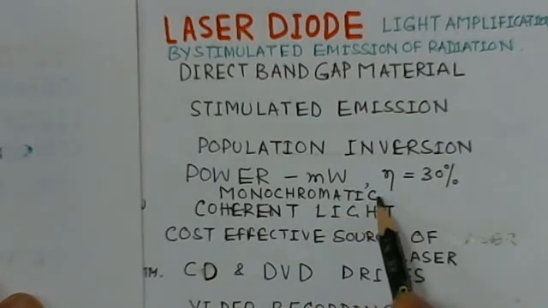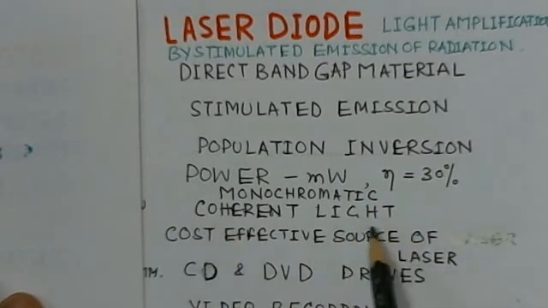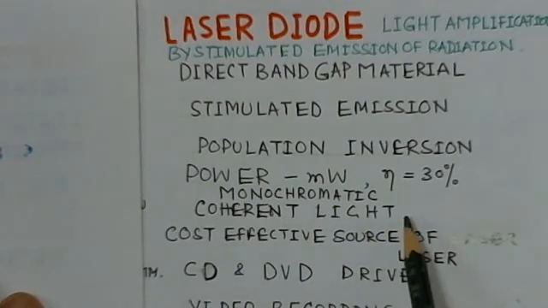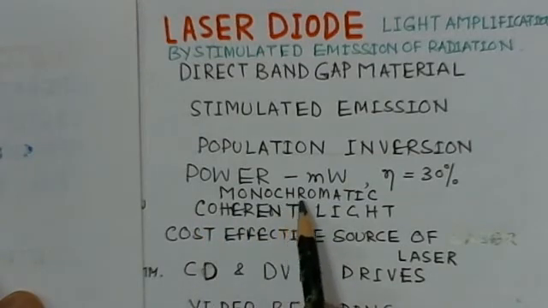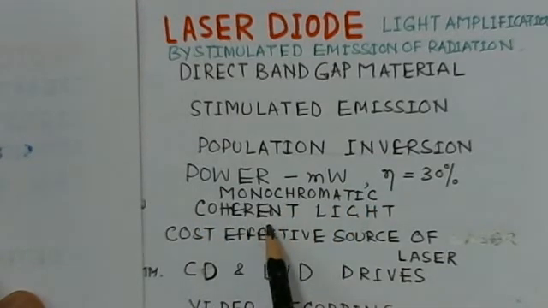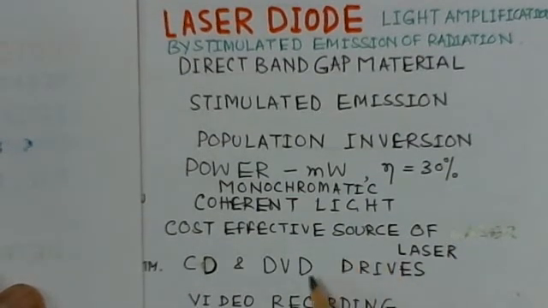Monochromatic means they have a single frequency, or I would say a single wavelength, and they have coherent light. That means the light which comes out is in phase, and it is of reinforcing type. These two terms, monochromatic and coherent, are very common, and you should know the difference between them. And these are one of the very cost-effective sources of lasers.